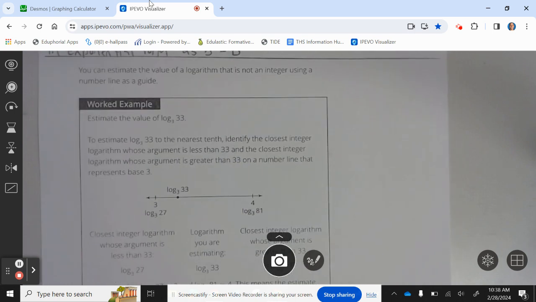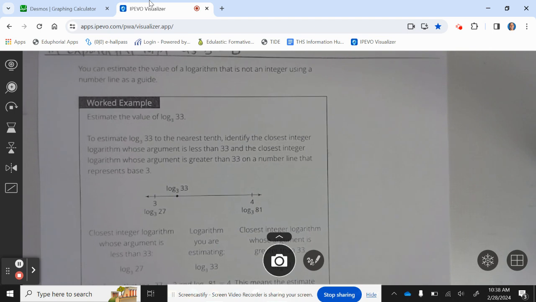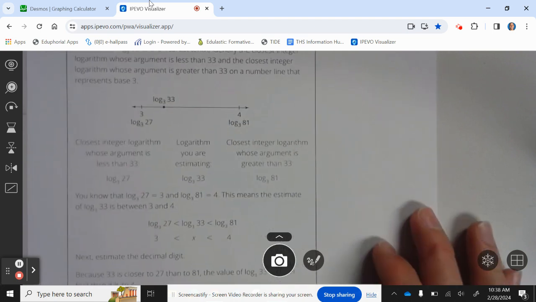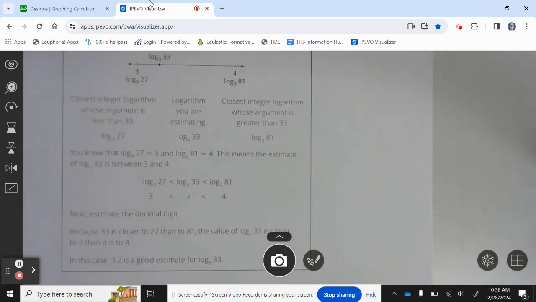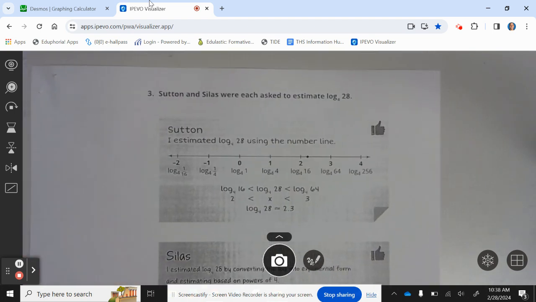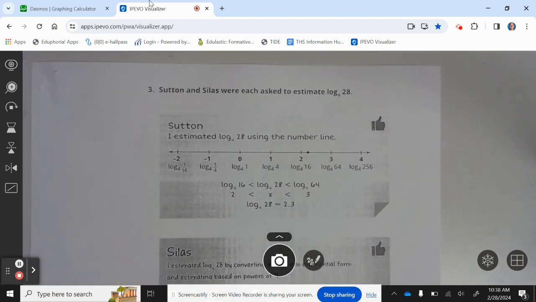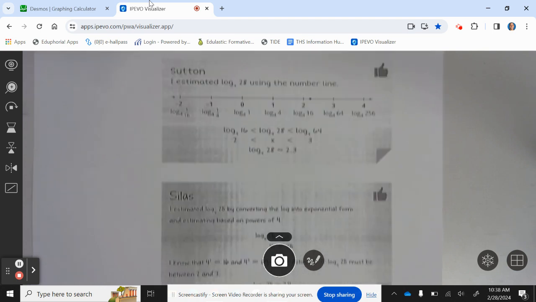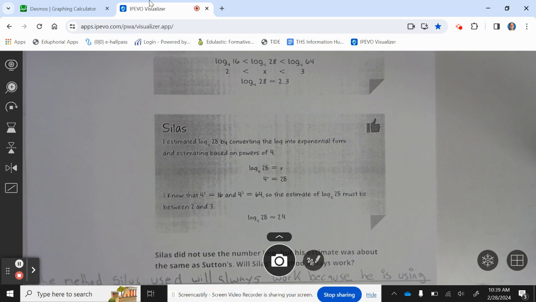You can estimate the value of a logarithm that is not an integer using a number line as a guide. Go ahead and read over the worked example. All right, let's take a look at the next page. 3. Sutton and Silas were each asked to estimate log base 4 of 28. Go and look over Sutton's work, Silas's work.